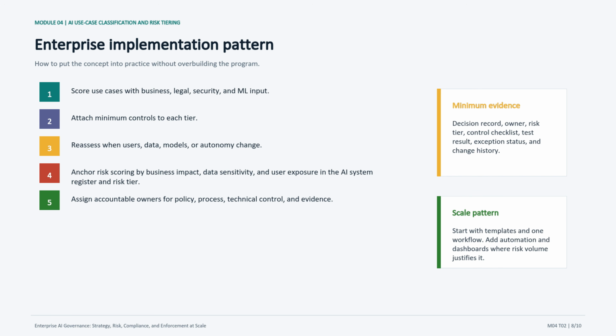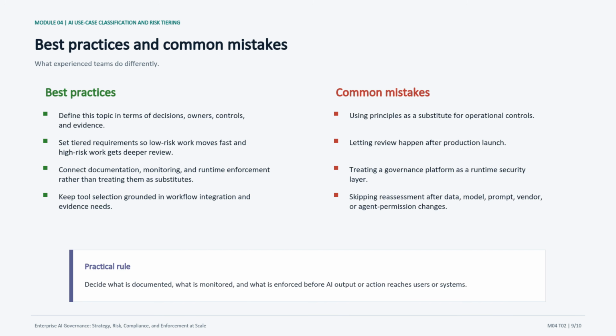that make governance defensible. After implementation, the useful classroom move is to compare mature habits with common mistakes because that is where teams usually recognize their own gaps. Here, I would make the discussion practical and candid. The best practices are the habits that keep risk scoring by business impact, data sensitivity, and user exposure connected to decisions, owners, controls, evidence, and actual system behavior.